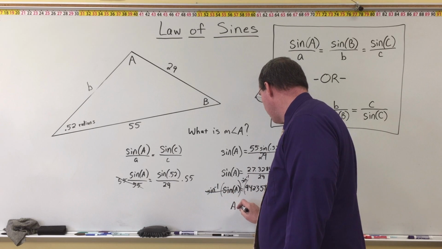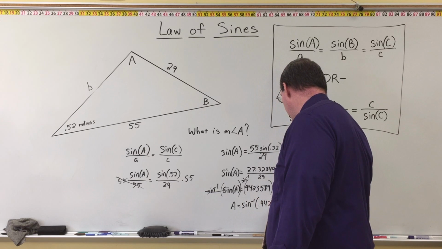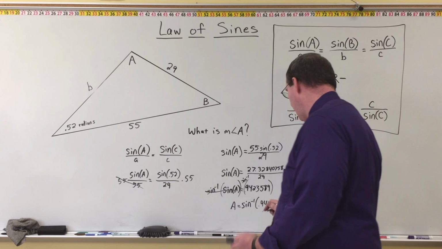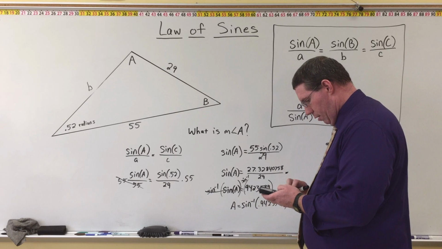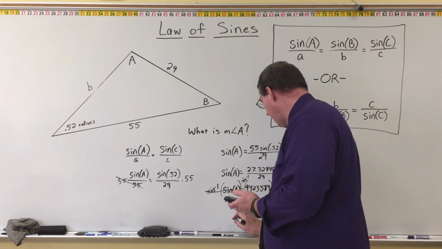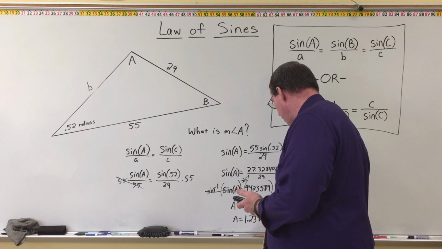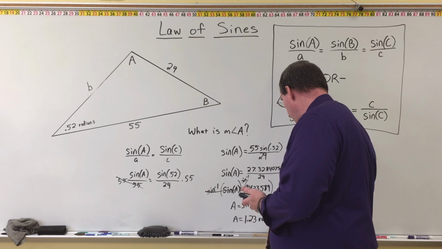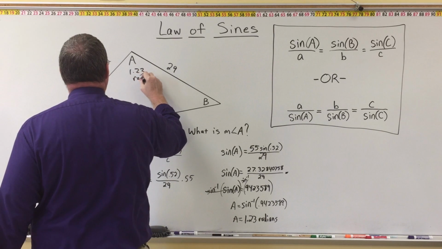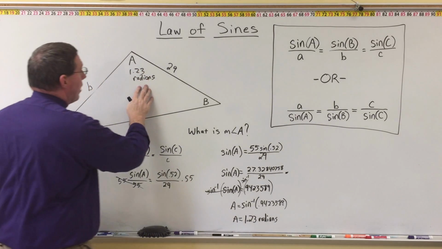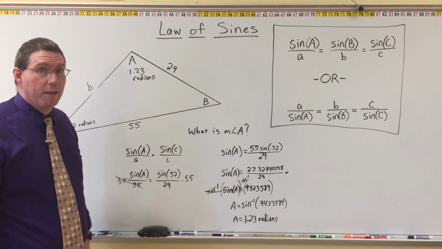So what I have now is A is equal to sine inverse of 0.9423589. Okay, so if I do sine inverse of that number, I get A is equal to 1.23 radians. Remember, that's radians. So A is equal to 1.23 radians, which is actually less than 90 degrees. It looks like it's obtuse, but according to this, it is not obtuse. Sometimes the drawing can be off from the actual calculation.